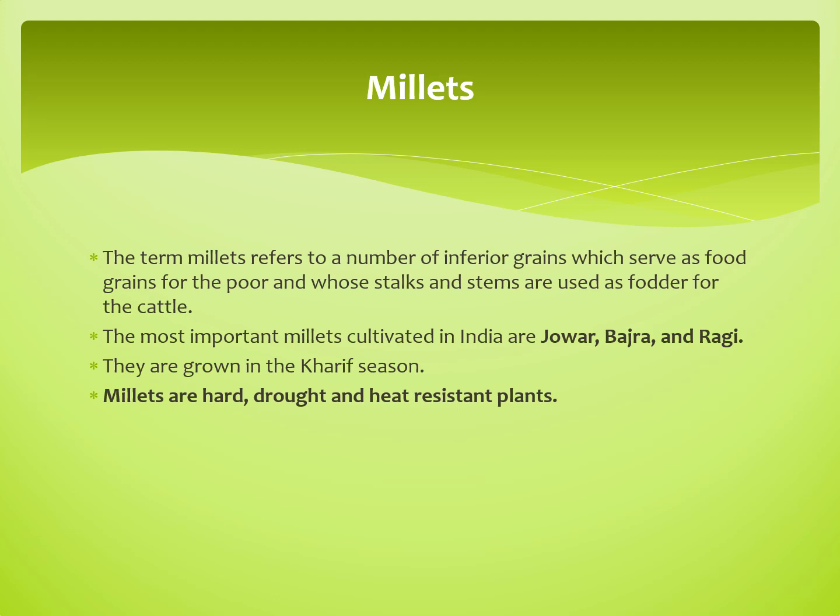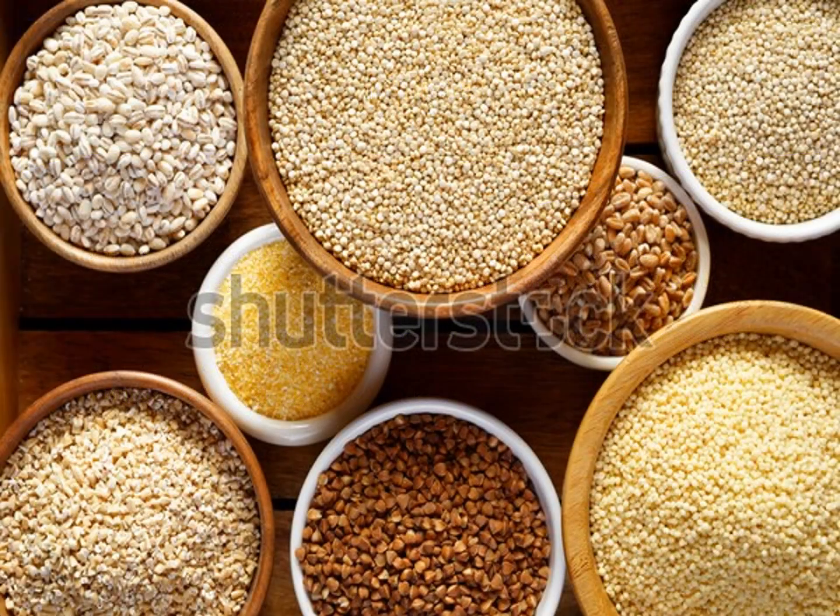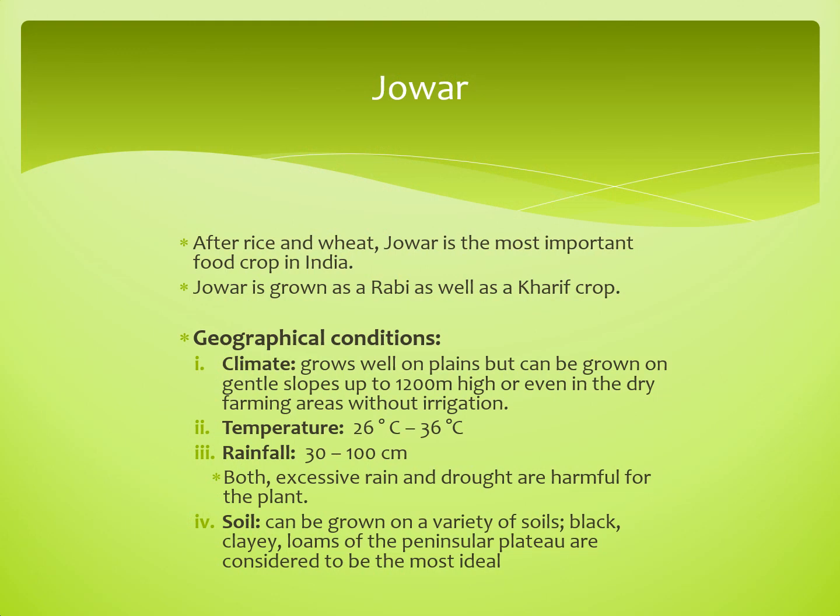Millets are hard, drought and heat resistant plants and therefore mostly cultivated in the drier parts of the monsoon lands, especially on the Deccan Plateau where rainfall is poor and unreliable. These are the few varieties of millets grown in our country and very common items in our kitchen. Jawar. After rice and wheat, jawar is the most important food crop in India. Jawar is grown as a rabi as well as a kharif crop.